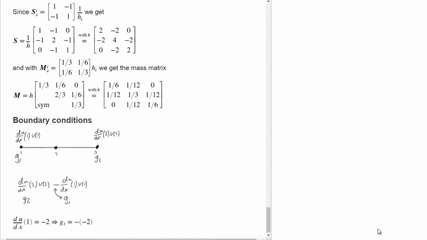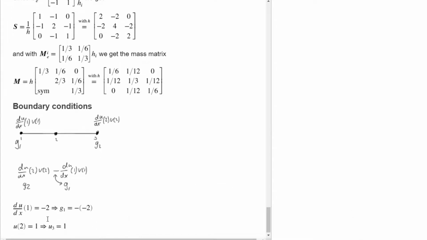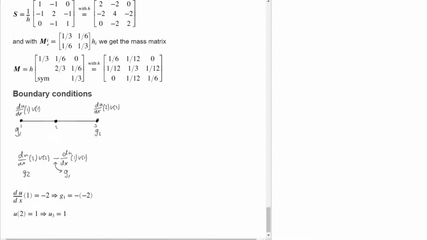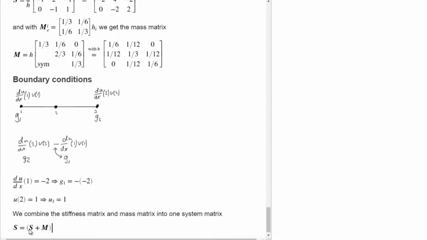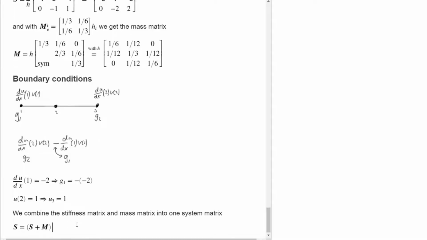Alright, then for our actual solution, the boundary condition at 2 is equal to 1, so that means that u3, the third degree of freedom here, is going to be 1. We need to combine the stiffness and mass matrices into one system matrix to be able to handle the boundary conditions more easily. So I'm just going to do this non-mathematical operation here. This is very valid in programming, but every mathematician will scream at you, what's happening here? What are you doing? But programmers will understand that we are overwriting S here with S plus M.